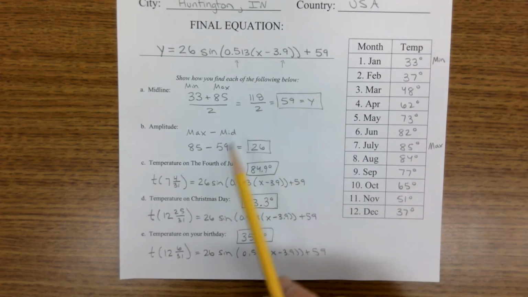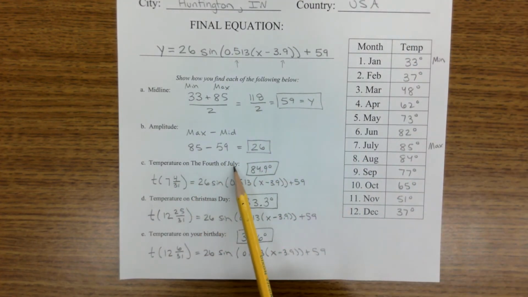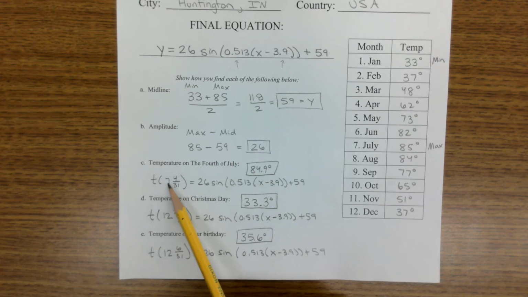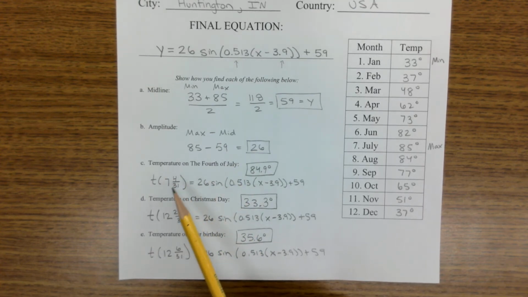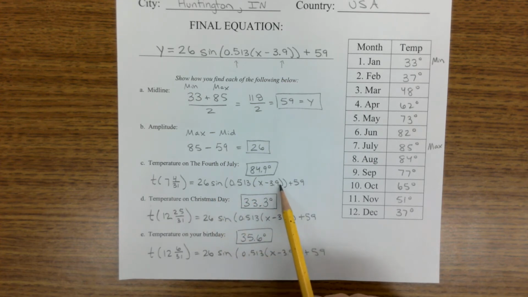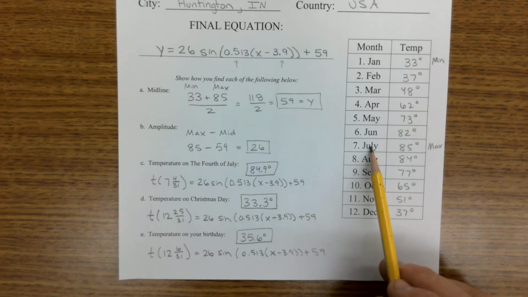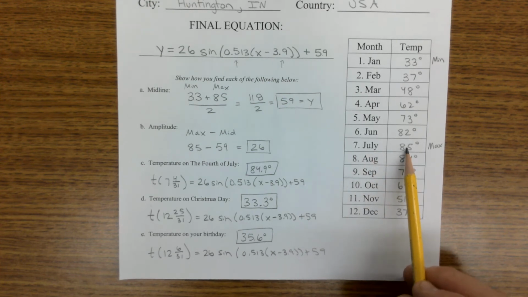After you have your equation, you can find the temperature on the 4th of July. Well, July is the 7th month, and July 4th is the 4th day out of 31. So you can plug in this number, probably best to convert it to a decimal, 7 point something, into this equation. And it will output 84 degrees. And then you look over here and say, does that make sense? In July, is the temperature about 84?